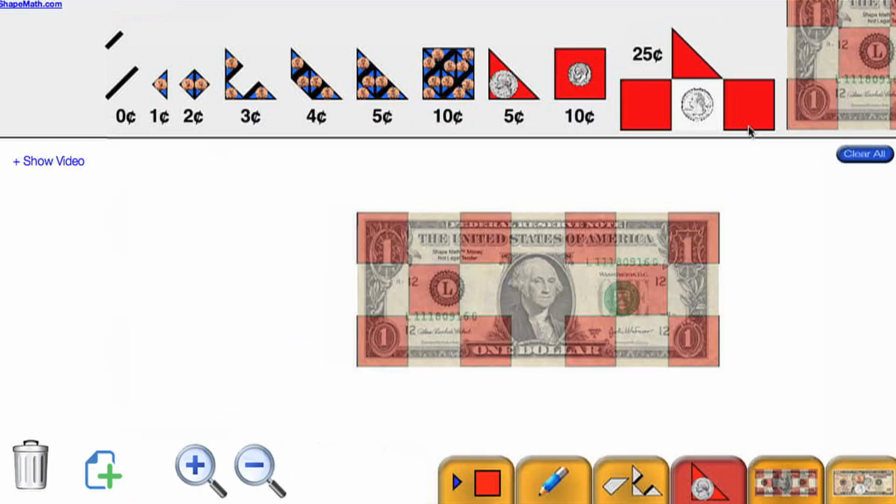Let me show you. Here we have a $1 bill in Shape Math. It has the pattern of 100 on it, which is 100 because it's made up of 1, 2, 3, 4, 5, 6, 7, 8, 9, 10 tens. And this is a Shape Math 25-cent piece, or Shape Math quarter. It's 25 cents because we have a 10 and a 5.